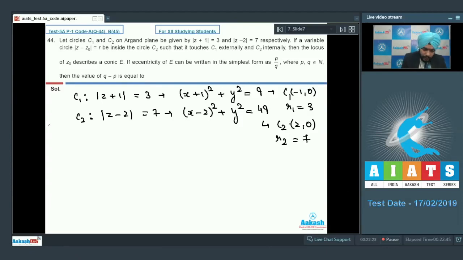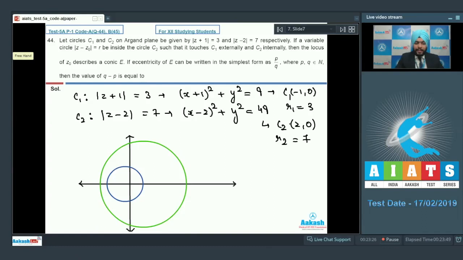So let us draw the circles. This blue circle is C1, green circle is C2. We have the C1 circle lying completely inside C2 circle. Now we need a circle which is touching the green circle internally and the blue circle externally. So there will be infinite such circles, no doubt in that. There will be so many circles of this type, something like this. We need the locus of the centers of all such red circles.